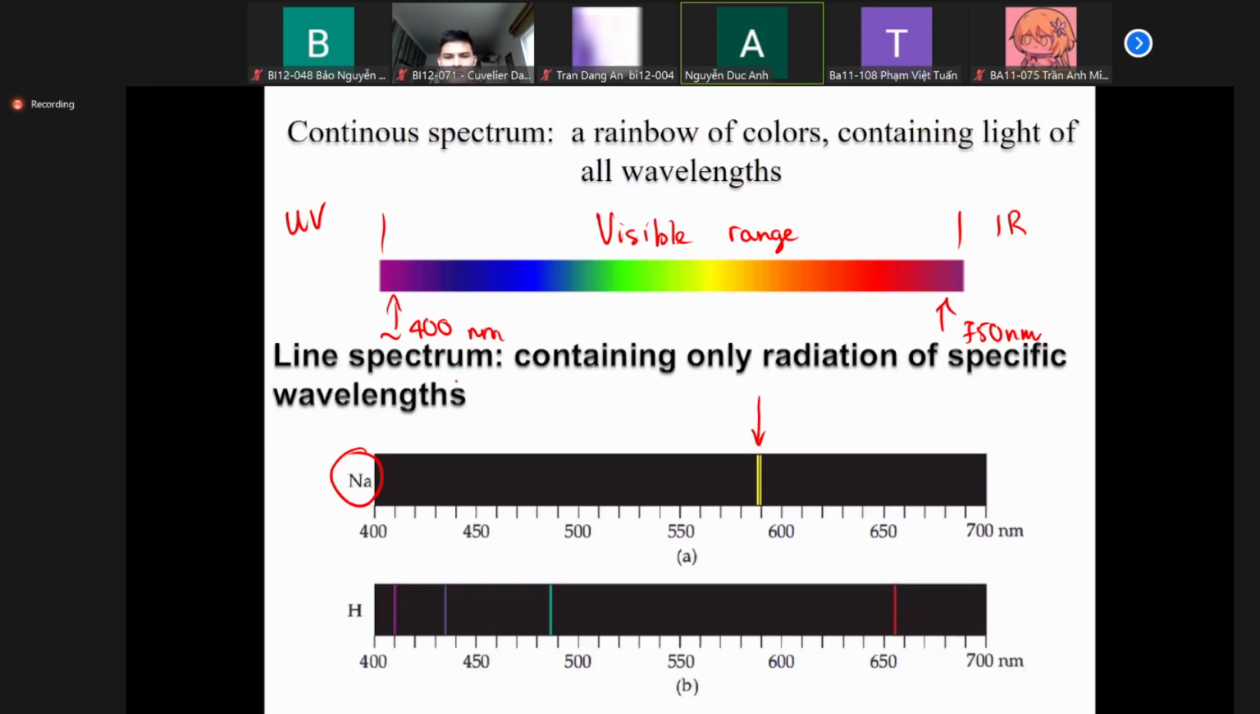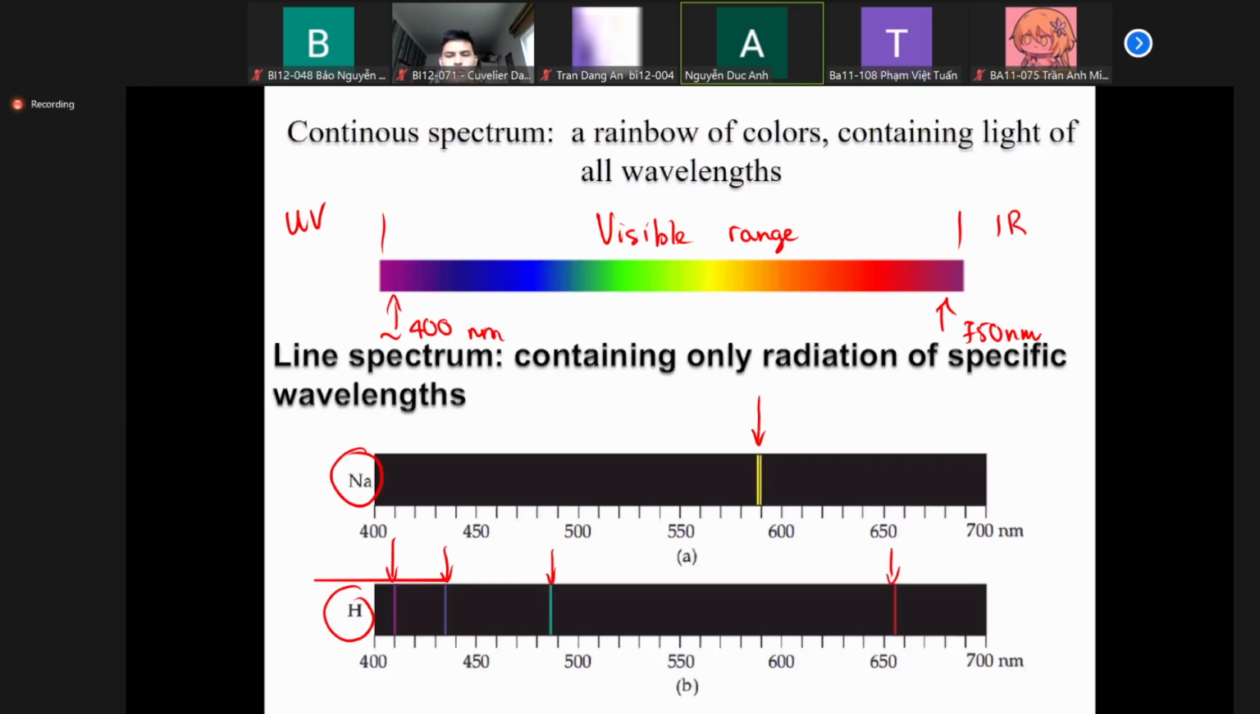And on another side, hydrogen is a little bit different. Sodium has more electrons than hydrogen, but hydrogen shows 4 wavelengths. It's a little bit different, and we can explain it after.